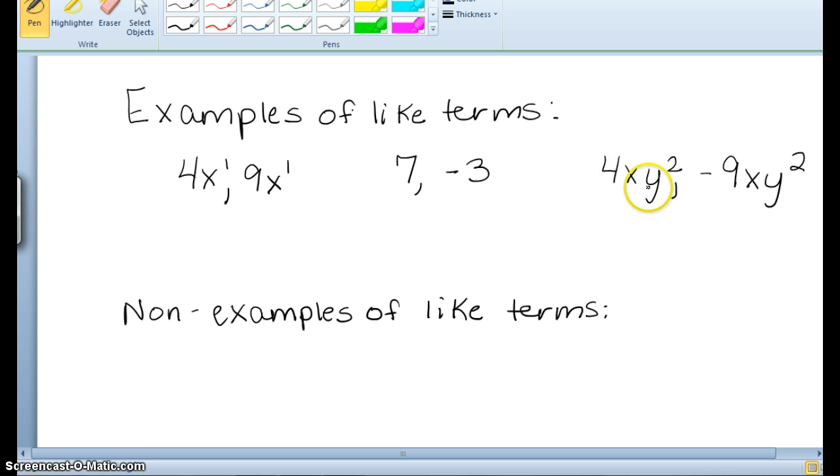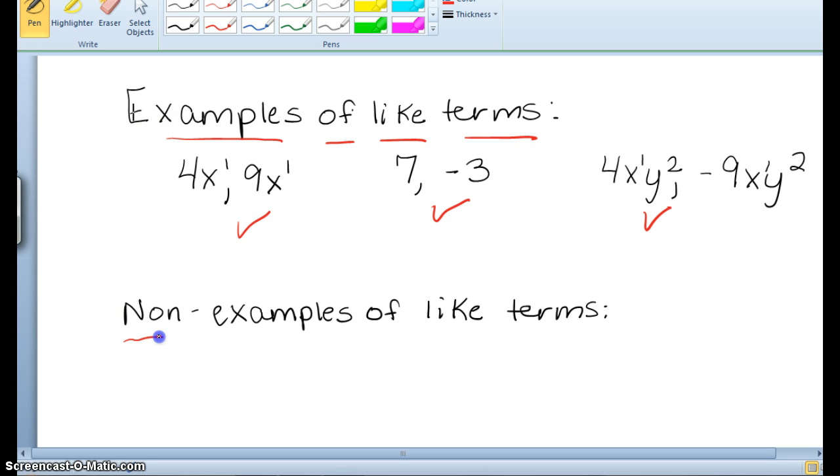Let's look at this one to begin with. This is 4x to the first power, y to the second power, or squared. This is -9x to the first power, y squared. Both terms have x to the first power, y squared, so they are both like terms. All three of these are like terms. These are all examples of like terms.